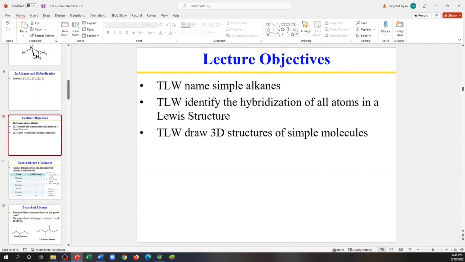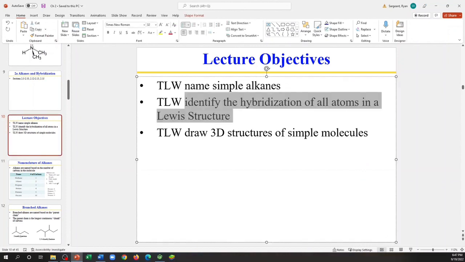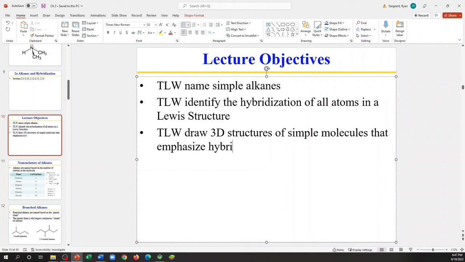The purpose of today was to talk about the nomenclature of simple alkanes, identify hybridization of atoms in Lewis structures, and then draw three-dimensional structures of the simple molecules that emphasize the hybridization.